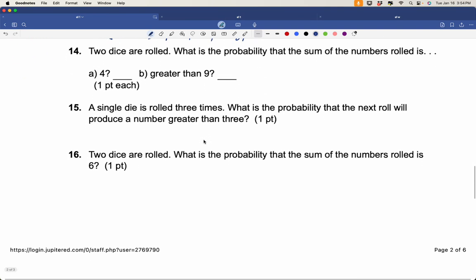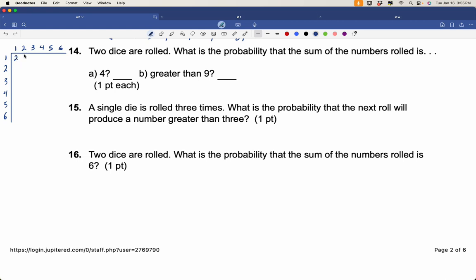Now we have 2 dice. We're going to roll these 2 dice, and we're going to talk about the sum of the numbers. In order to do that effectively, we need to create a little table here. 1 dice has 1, 2, 3, 4, 5, 6 faces, right? So when we roll it, it could land on any one of these. When we roll the second one, it could be a 1, a 2, a 3, a 4, a 5, or a 6. And when we add those 2 dice together, we get a sum.